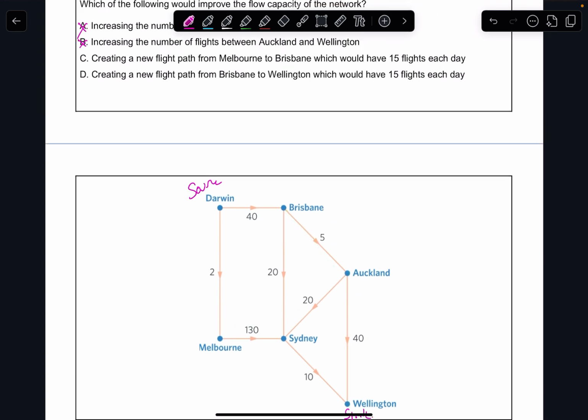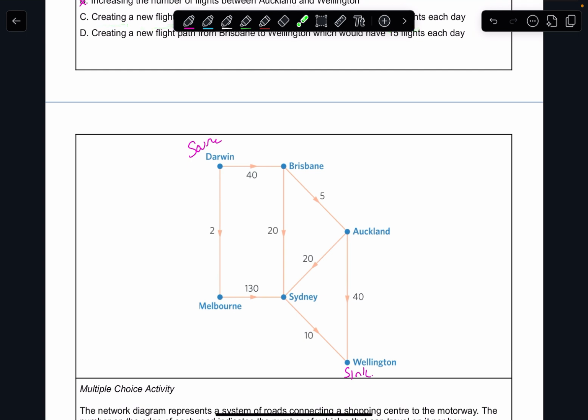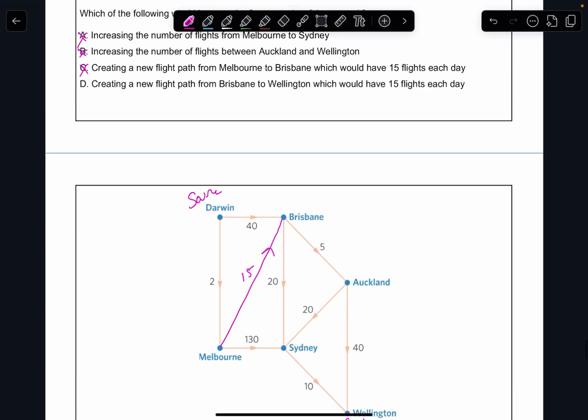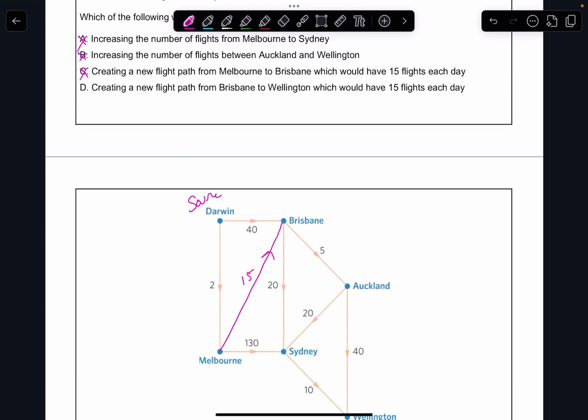So no. This one says create a new flight path from Melbourne to Brisbane with 15. So if I add an extra 15 here, is that going to help? Let's have a look. So if I've got 15 and 40 coming in, I've got 20 and 5. So no, because that 20 and 5 can already come from the 40. So that's not helpful.